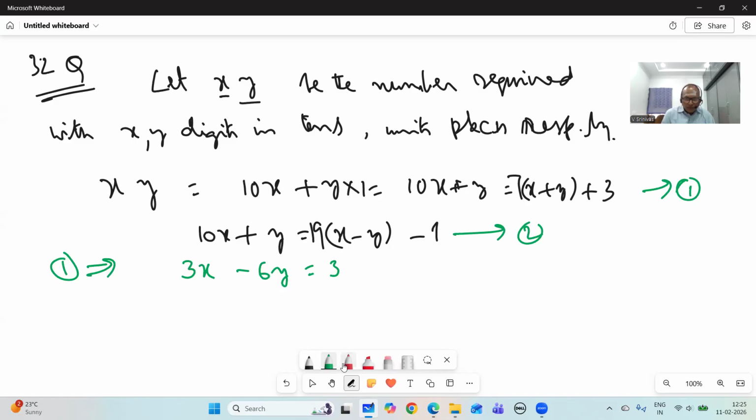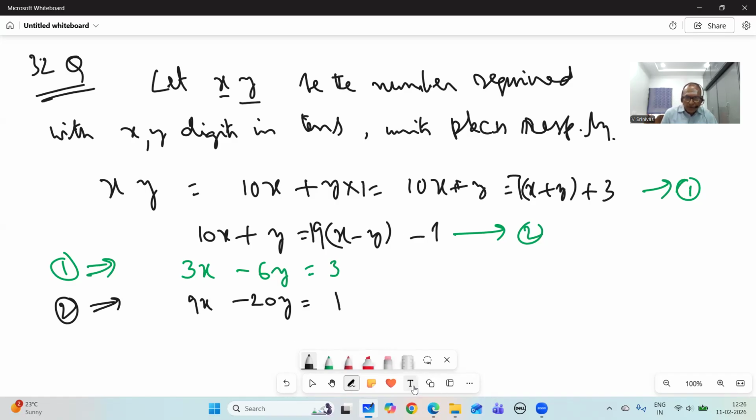How about the second equation? This is 19x. Bring 10x to the other side: 19x minus 10x is 9x. Then minus 19y, take y to the other side: it becomes minus 20y. Minus 1 goes to the other side and becomes plus 1. So 9x minus 20y is equal to 1.